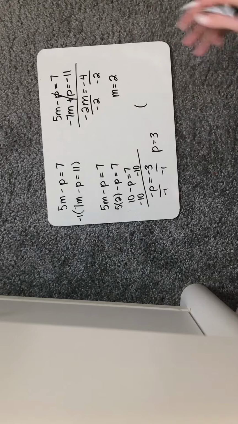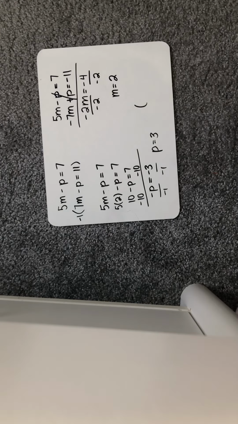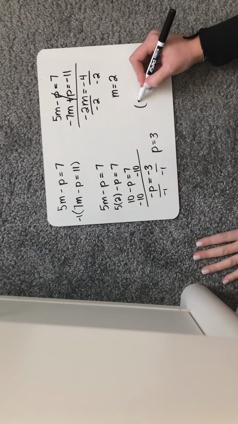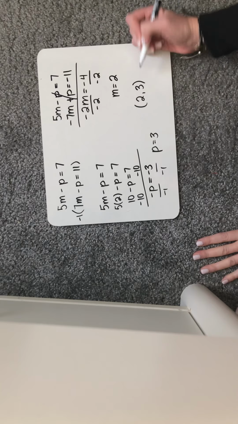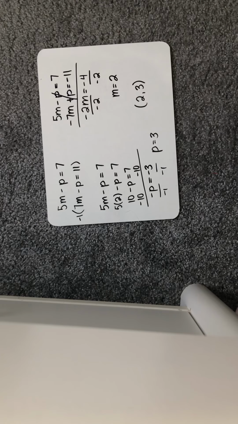So we're going to write this as an ordered pair, and I've told you this in class as well, that when you go to write an ordered pair with different letters, so it may not be x, y, always go by the alphabet. So m comes before p, so I'm going to have 2, 3 as my solution for this problem.